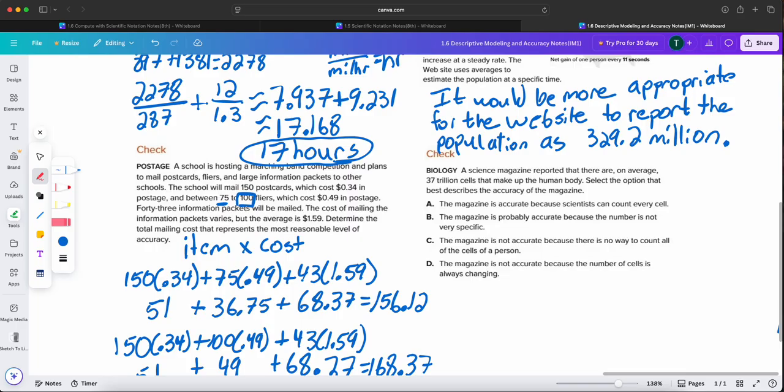Yes, that is true for a person to just sit there and count all those cells, but we could make an approximation, which is accurate. And then not accurate because it's changing. It's always changing, like if it changes very slightly. So that wouldn't make sense to say. So the most reasonable answer to this question is going to be B, that it's not very specific because it's going to be rounding. And rounding is still an approximation, so there's still that level of accuracy when you're rounding. And that will be it for the 1.6 notes.